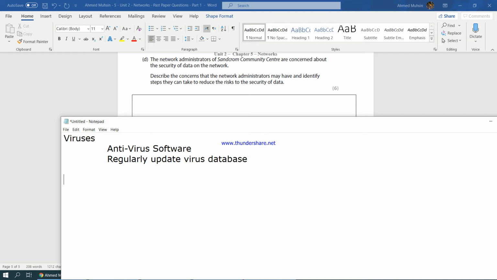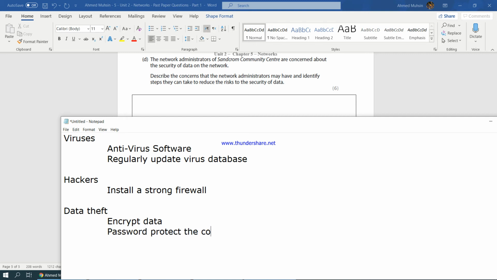Then we can also have another problem, which is hackers. So your solution to hackers could be to install a strong firewall. Okay, let's keep that there. Another problem is data theft. Your data could be stolen online, so then you could encrypt your data, or you can password protect the computers.